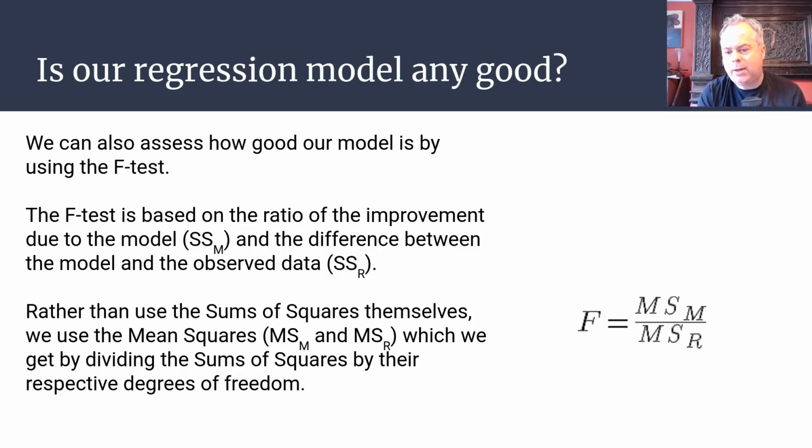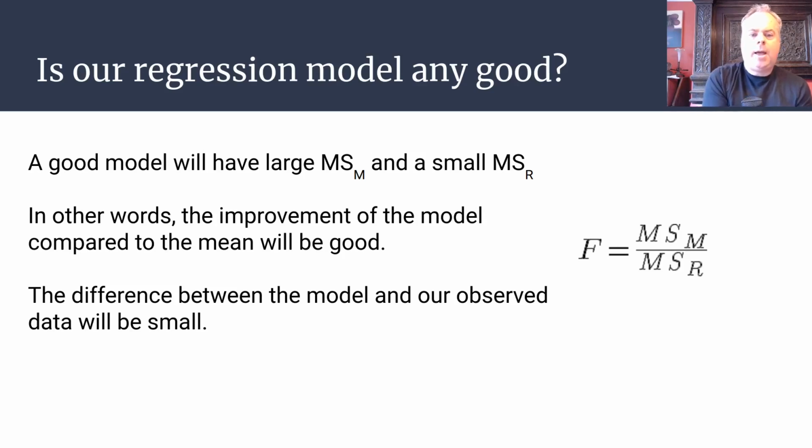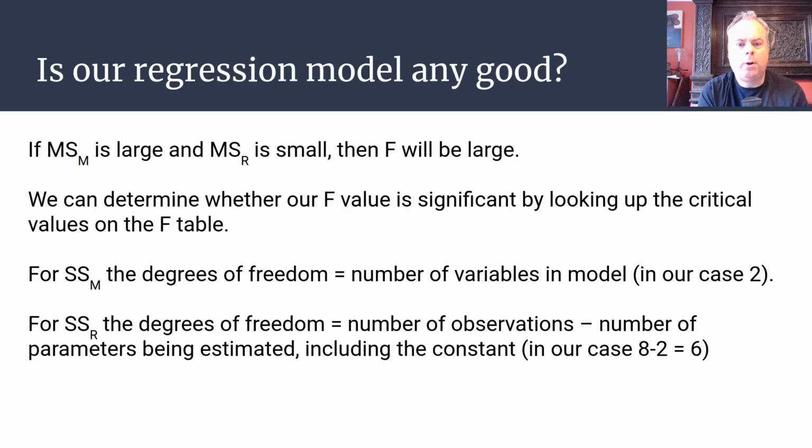So the F value, the F ratio, is the mean sums of squares of our regression model divided by the mean sums of squares of our residuals. And a good model will have large mean sums of squares associated with the model and small mean sums of squares associated with the residuals. In other words, the improvement of the model compared to the mean will be good and the residuals will be relatively small. So the difference between our model and our data will be small.